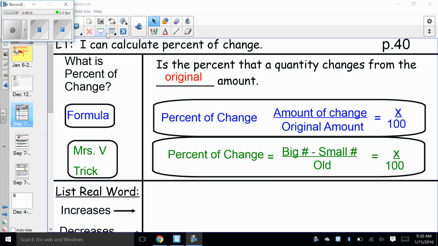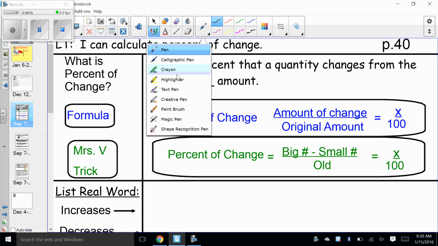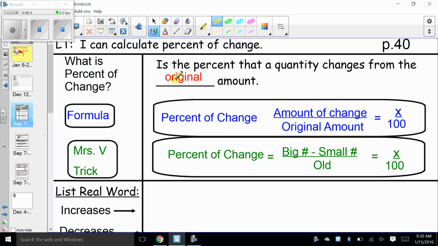Hey, seventh grade. So our learning target for today is I can calculate percent of change. I can calculate percent of change. You should be on page 40.